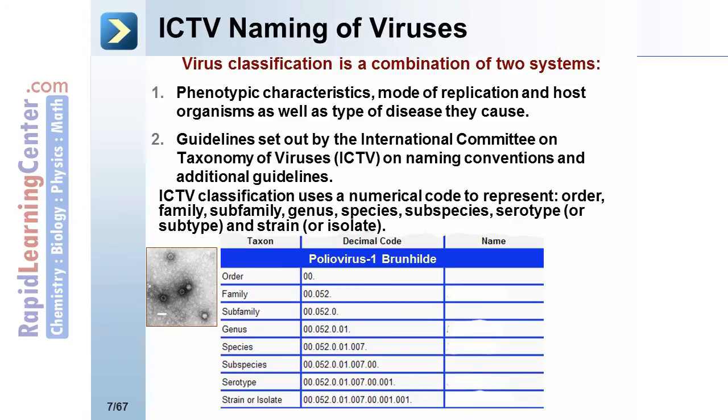This would be an example of the naming for the poliovirus 1 Brunhilde. Picornaviridae, enterovirus, poliovirus. Poliovirus 1. This would be the numerical number and the names. You can see it belongs to the family Picornaviridae, and the genus, it's an enterovirus.